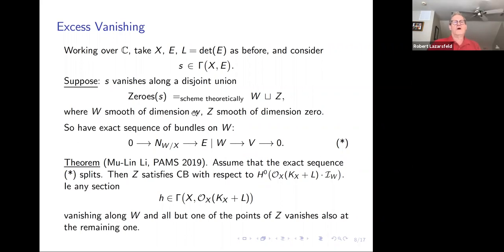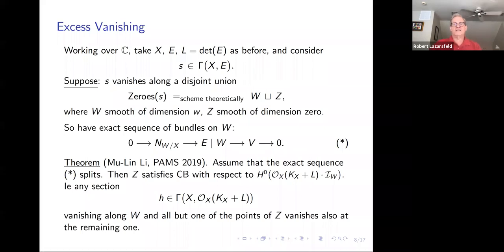So he wants to assume that this exact sequence splits. So it splits as a sequence of vector bundles. And assuming that's true, what he shows is that this finite set Z satisfies Cayley-Bacharach with respect to the sections of Kx plus L that vanish on W.